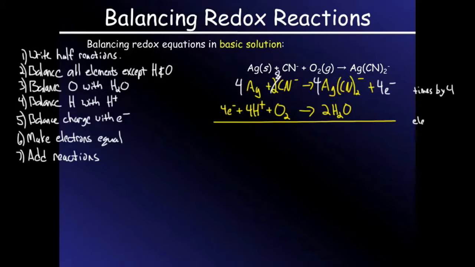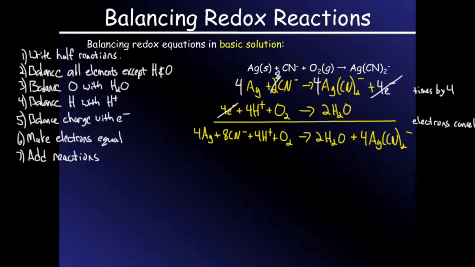Then step 7, add the reactions together. When we add the reactions together, we'll see that the electrons should cancel, and in this case, we do not have any common hydrogen ions or waters to either side, so none of the hydrogen ions or the waters will cancel, and we'll add the 2 half reactions directly.